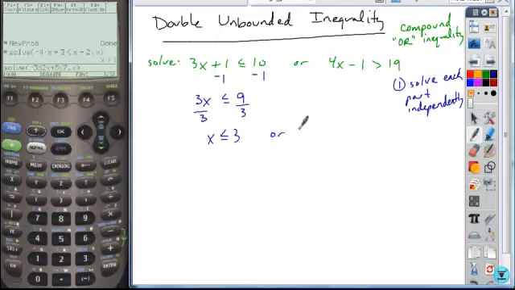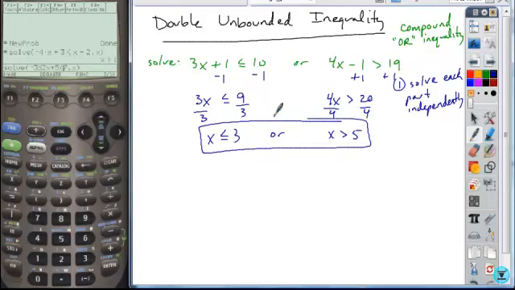Or your other interval, just do the same thing. Solve the other part completely by itself. 4x is greater than 20. Undo the operation, so isolate your x by dividing by 4. And so this would be your inequality notation. Right? If you were going to write this, yeah.